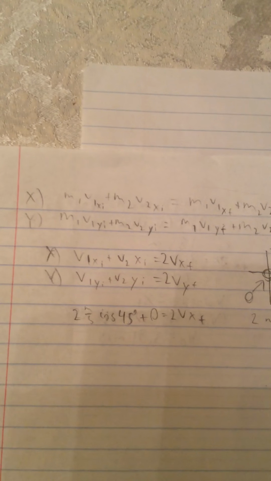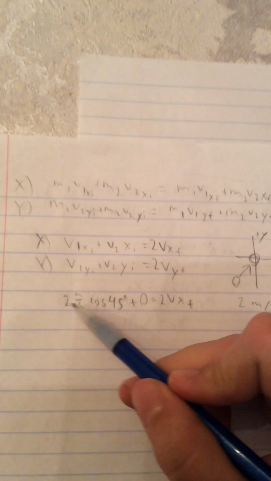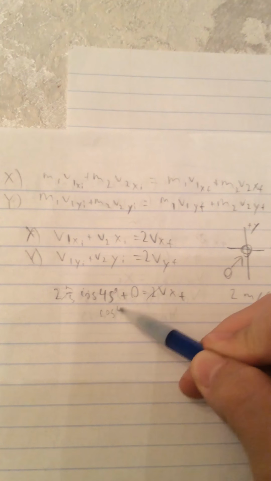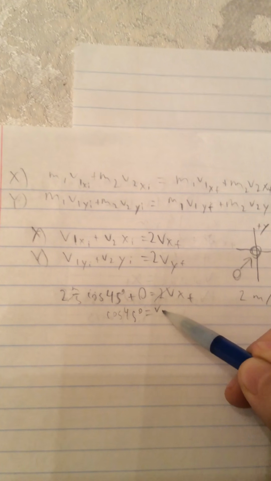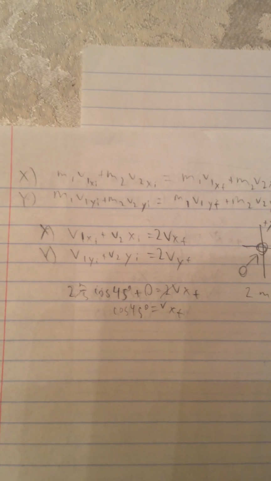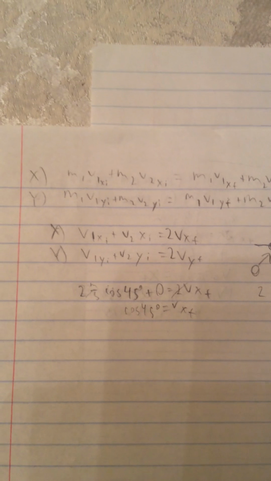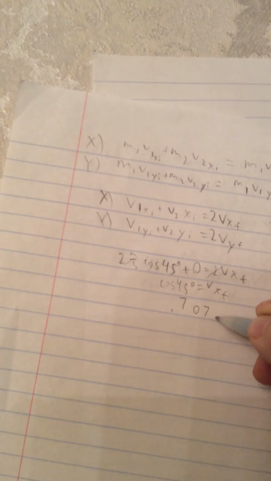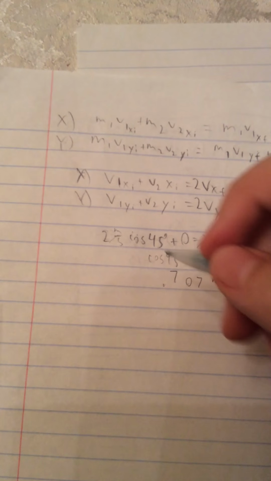Now, canceling out the 2's first of all, we find this to be simply cosine of 45 degrees equals the final velocity in the x direction. Now that's going to be approximately 0.707 meters per second.